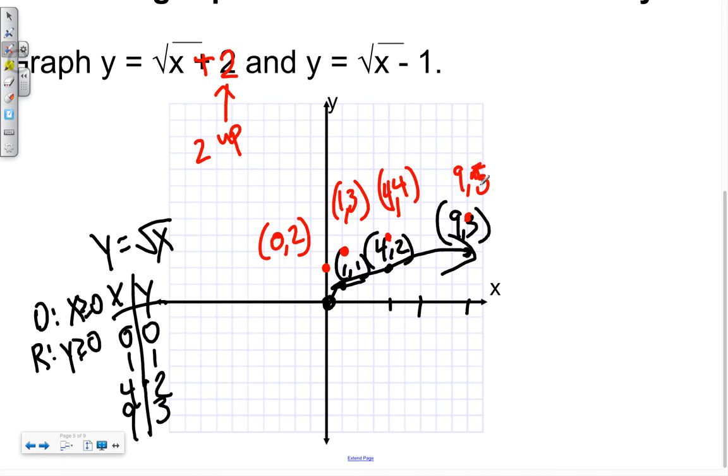Oh, that's a beautiful 5 there. Okay. So then we graph that. And also not that accurate.